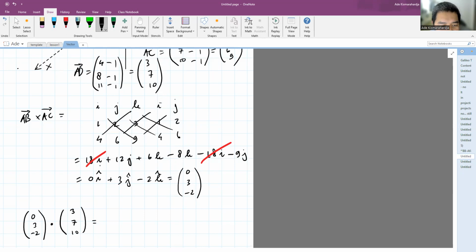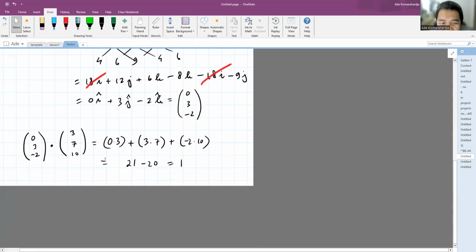Now, we remember how to calculate the dot product before, yes? So 0 times 3, and then plus 3 times 7, and then plus minus 2 times 10. Yeah, in this case, we get 21 minus 20, which is a positive number. So in this case, we will just use this value. We don't need to put the absolute value because it's already positive. So in this case, the volume is equal to 1 unit of volume, right?